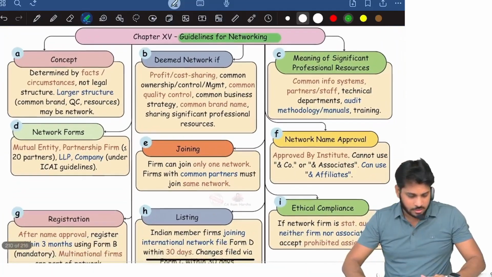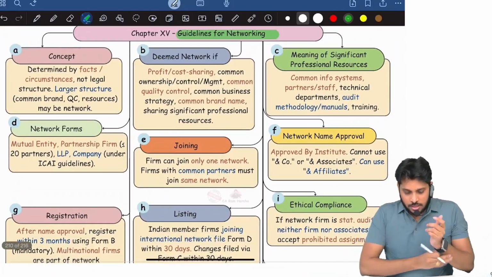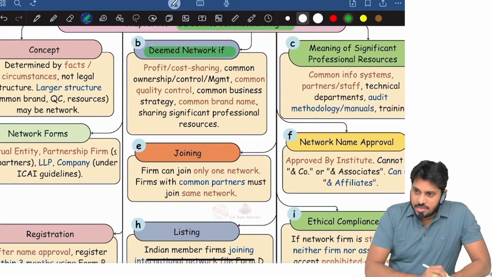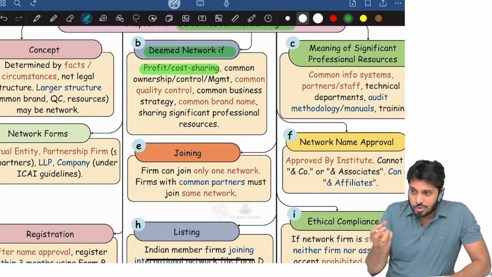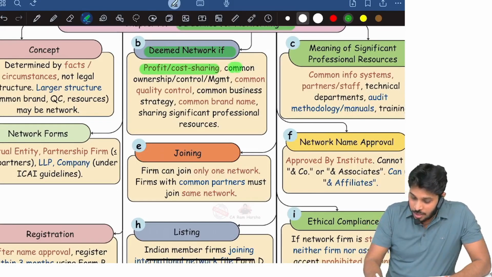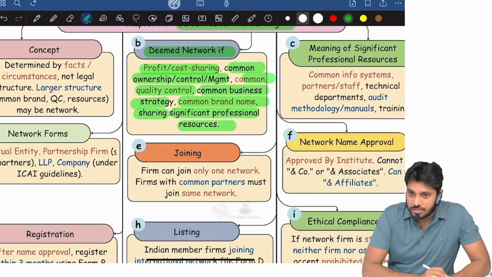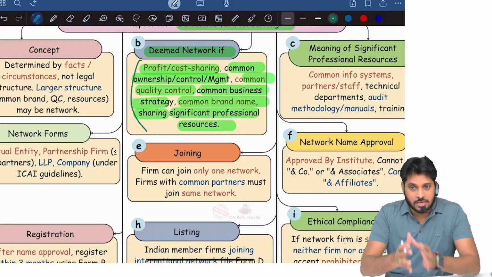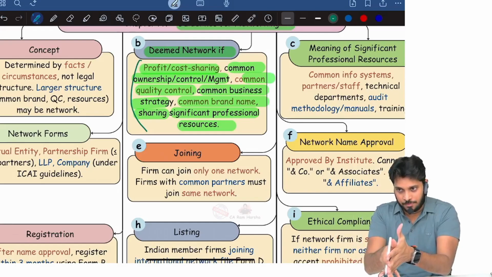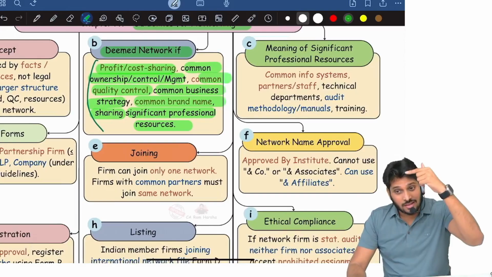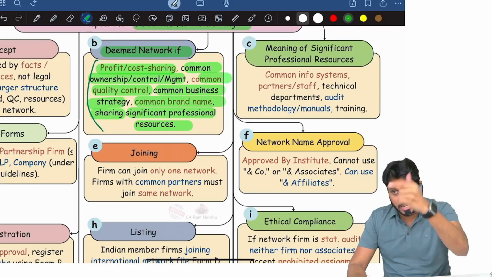Then networking. Now whether a group of firms is a network or not, a deemed network: when multiple firms are coming together for profit or cost sharing, they have a common ownership, control or management, they have common quality control practices, or they have a common business strategy, or they have a common brand name, or they share significant professional resources. In all these cases, we will treat the group of firms as a network. Okay, now you see they are treated as a network. These network guidelines are important for limitation on fees, especially from that point of view. These network guidelines are very, very important.